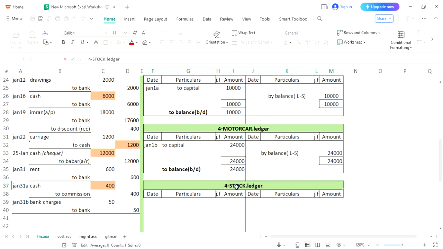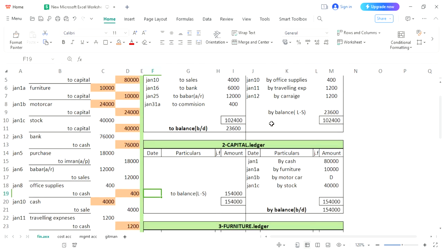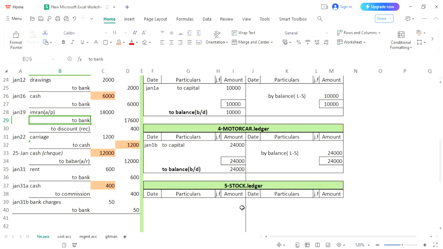Let's change its number as well. Now we are making the fifth ledger. You can see that all other headings are similar. We will look for stock in the journal entries. If stock is present on the debit side, we will put this stock on the debit side of the ledger as well. Here the first stock we have seen on January 1C is debited by 40,000. So we will go to the ledger and write 40,000 on the debit side.